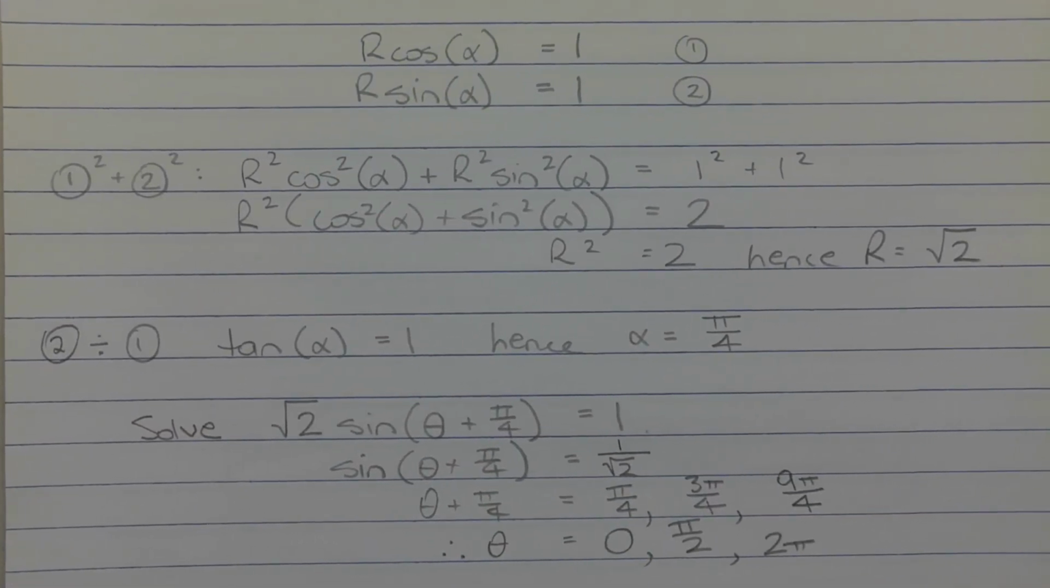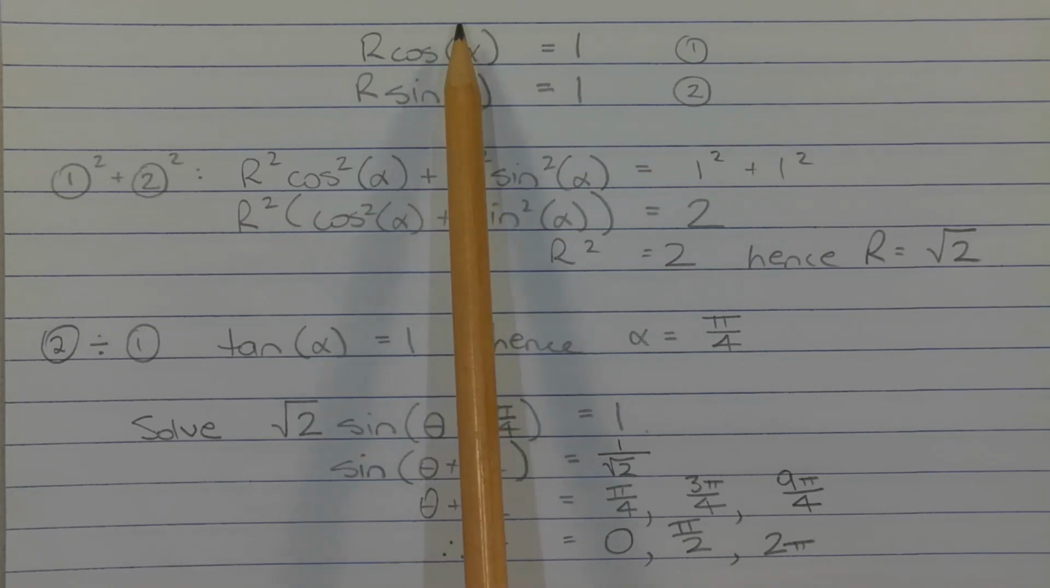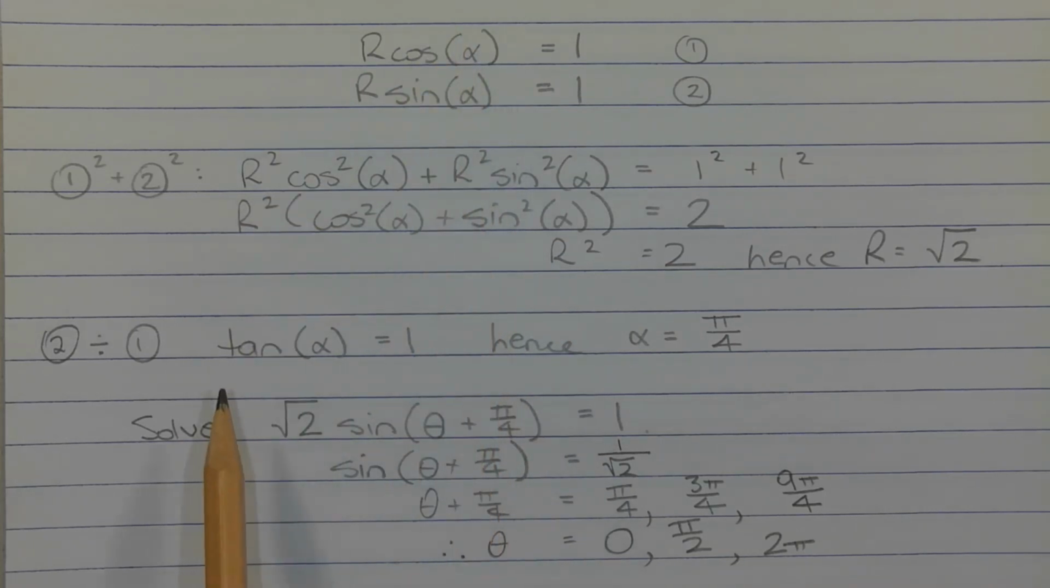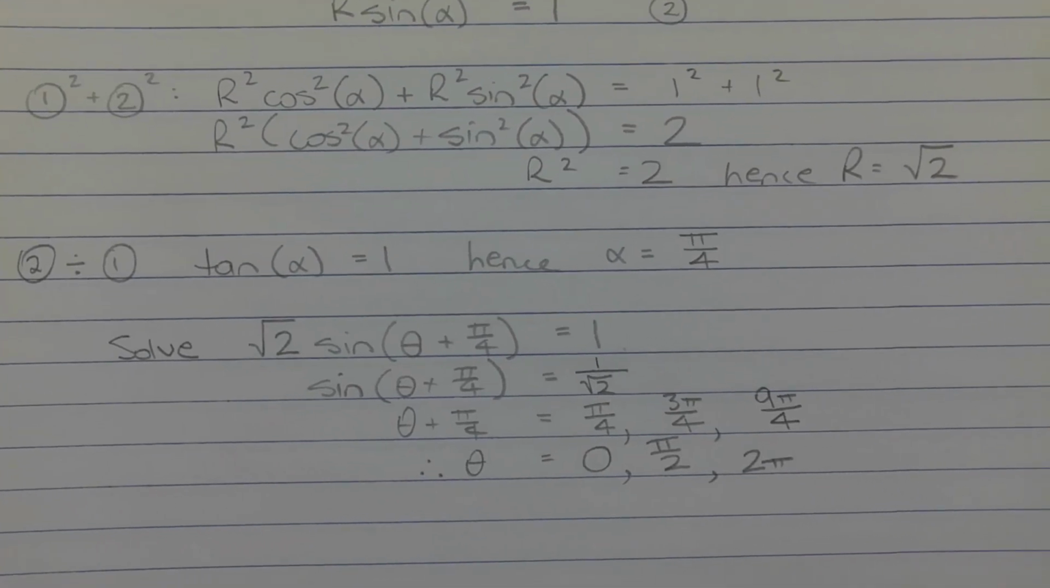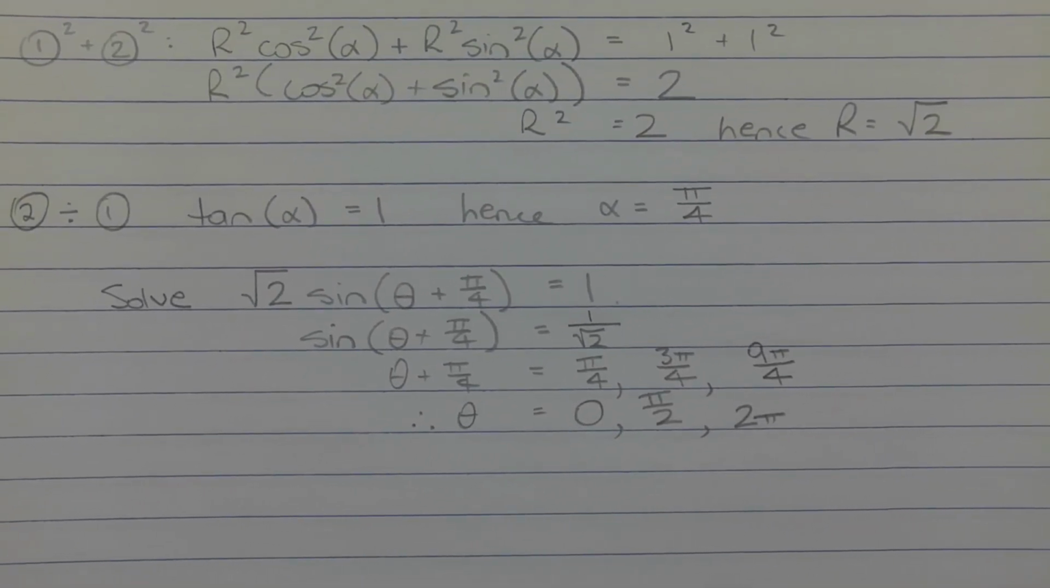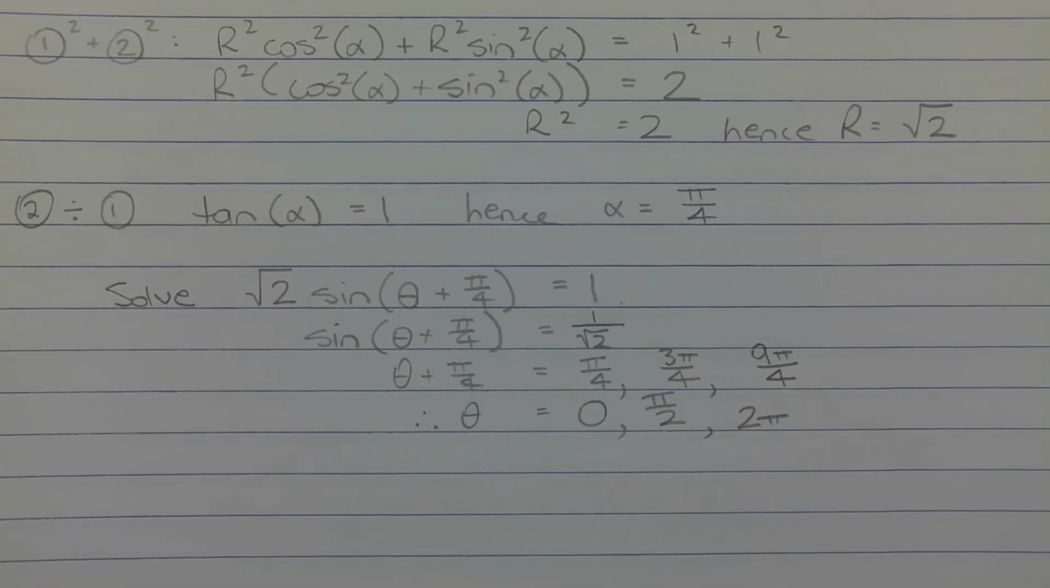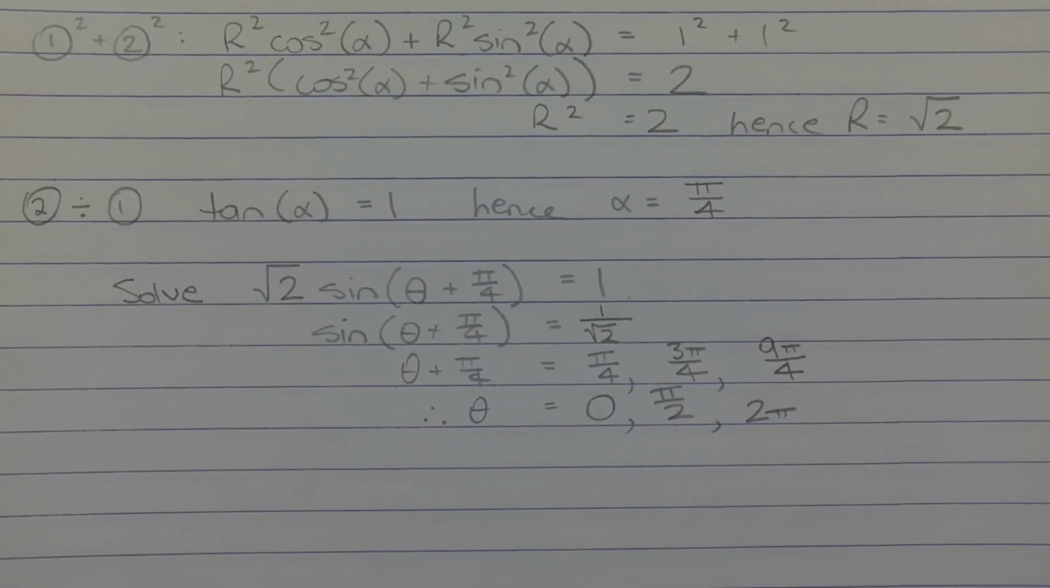Next, we'll find the value of the auxiliary angle, and we do that by taking equation number 2 and dividing it by equation number 1, which eliminates the r term, and sine alpha divided by cos alpha is equivalent to tan alpha. So tan alpha equals 1. Taking inverse tan of both sides, we get alpha is equal to pi over 4. Now we can proceed to solve the equation. So we need to solve the square root of 2 times sine of theta plus pi over 4 equals 1, where theta is an angle between 0 and 2 pi, inclusive of the endpoints.